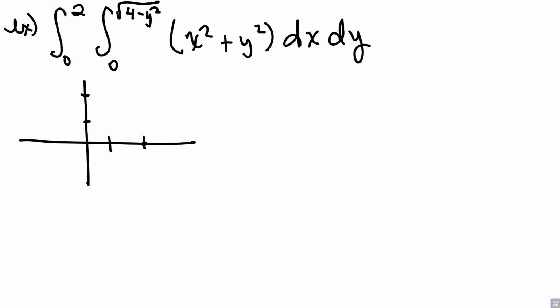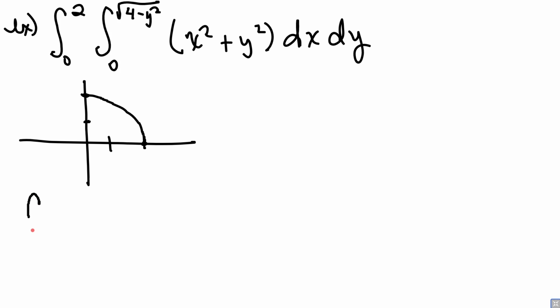Okay. All right. And then we're just going to go up to the top at 2. When y is 2, what's going to be the x value? 0. So basically, you're going to get this. So now what I'm going to do is the conversion.